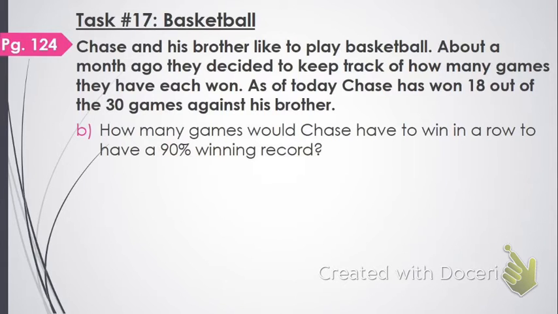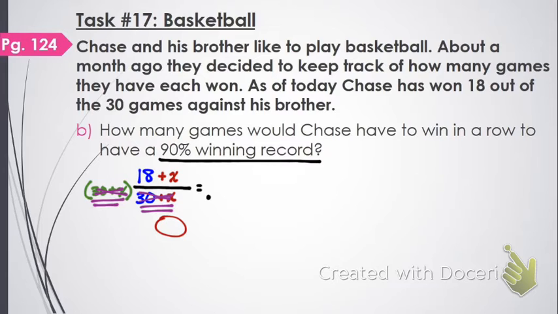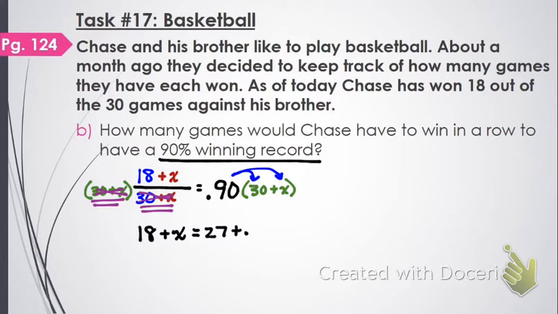How many games? 90 games. He wants to get up to a 90% winning record. So my setup is almost exactly the same, except I have a 0.90 right here. I multiply both sides by 30 plus x. So I have 18 plus x here. What do I have to do on the right? I have to distribute. What do I get when I do 0.90 times 30? 27. So I have 27 plus 0.90x.